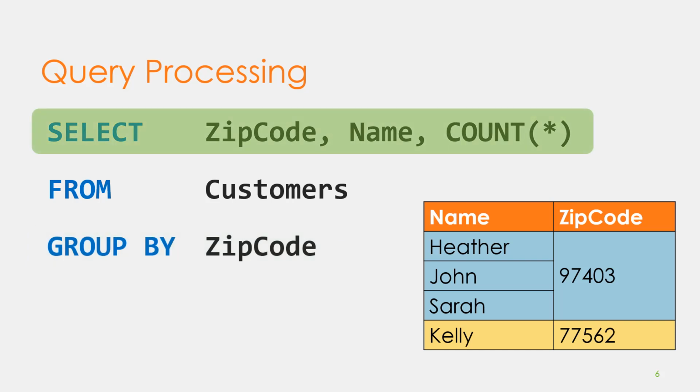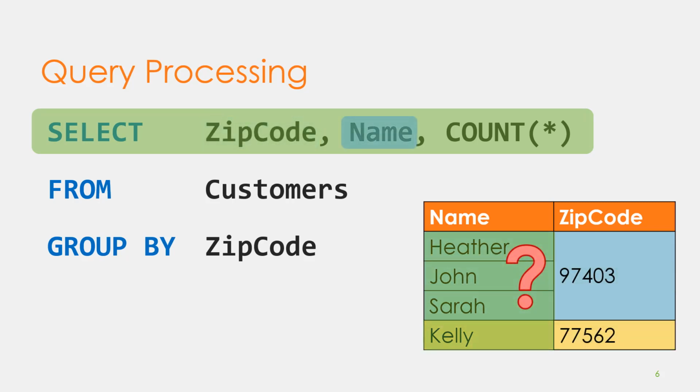The select clause needs to evaluate all the select list expressions, but remember that only one row will be returned for each group. Let's pretend that we are the SQL engine and try to evaluate what values we should return. Zip code, which is a group by expression, is guaranteed to have only one value for the group. In our query, these values are 97403 and 77562 respectively.